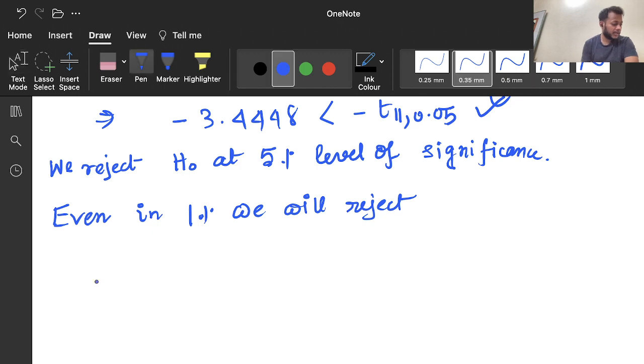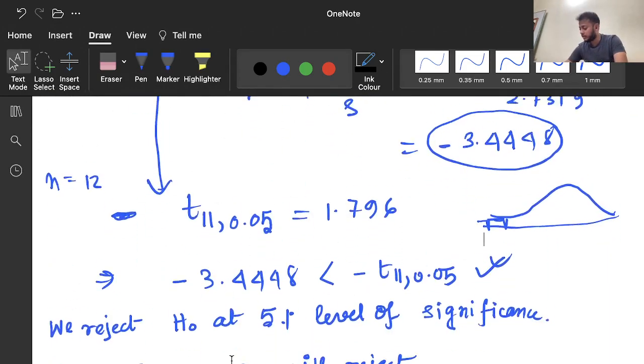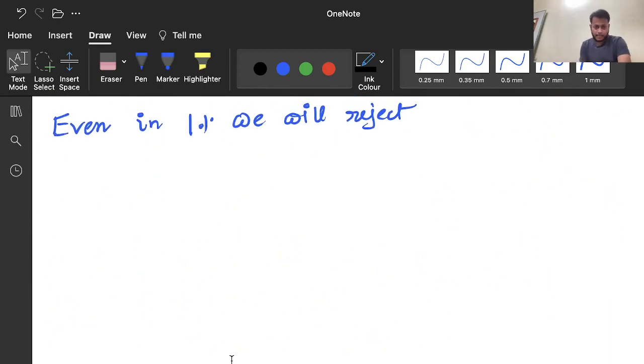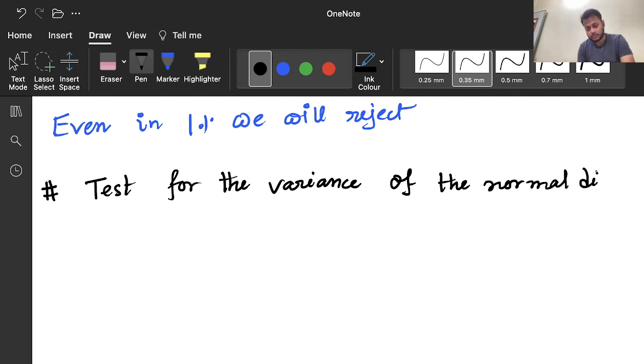Now let's see another thing: up to now we have been testing the mean. Now let's test its variance. Test for the variance of the normal distribution.